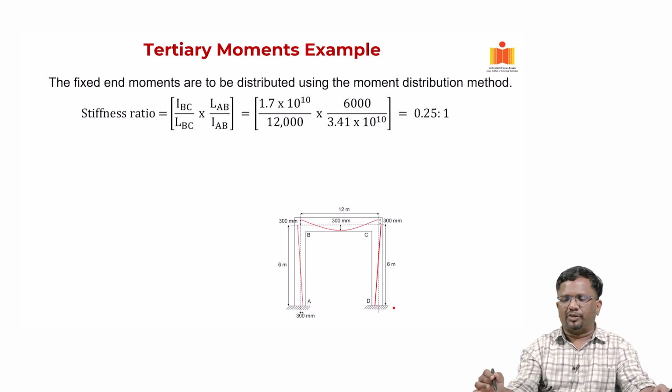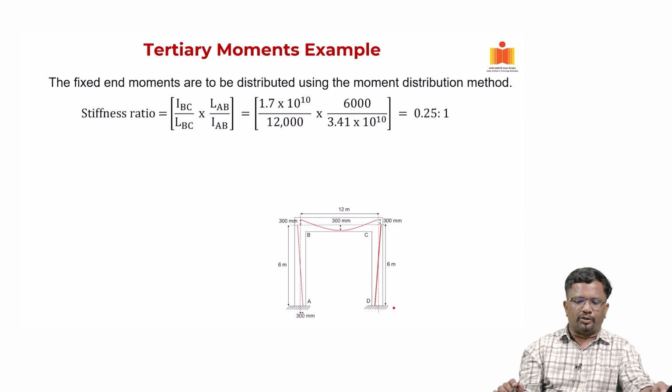Okay. So, now let us look at it. Again, the stiffness ratio, we need to do the moment distribution method. So, the moment can be distributed using the moment distribution method. Again, I have to calculate the stiffness ratio.